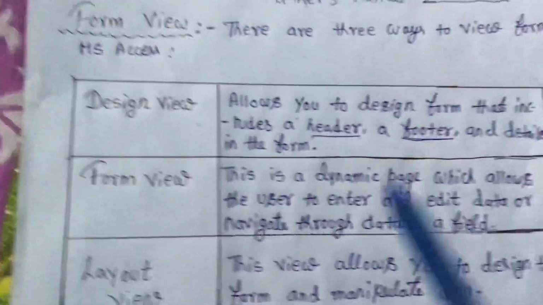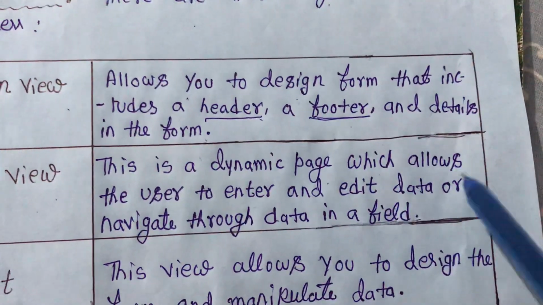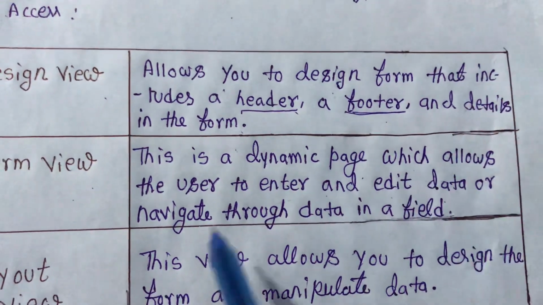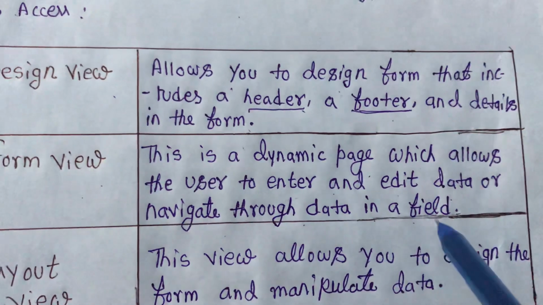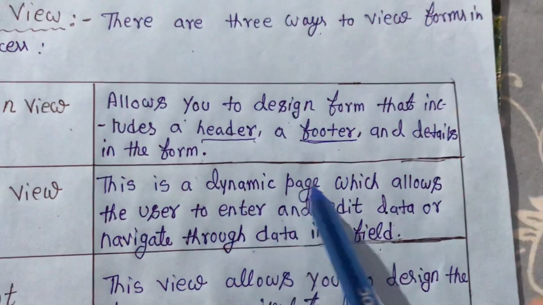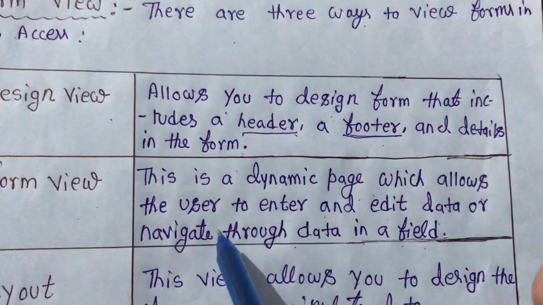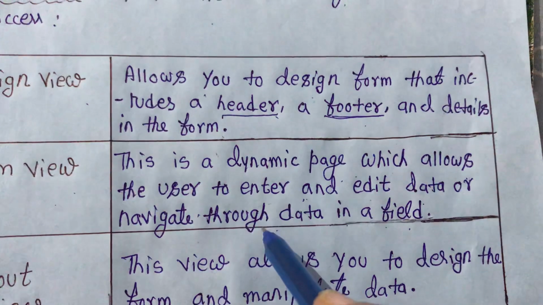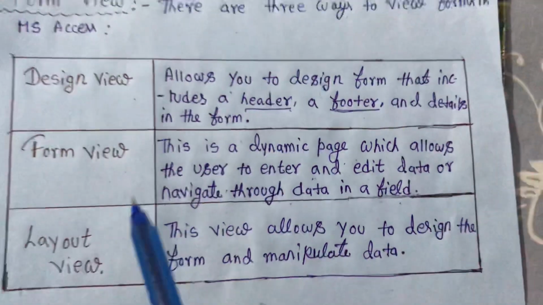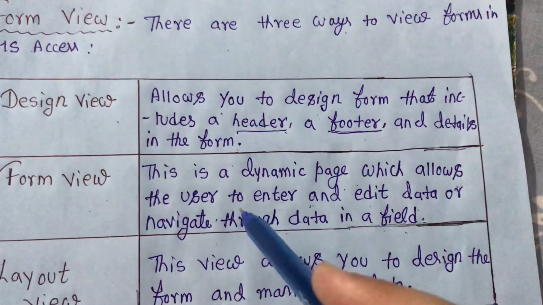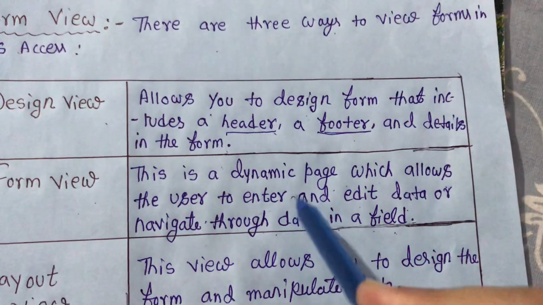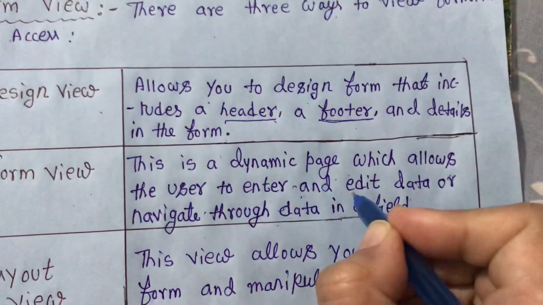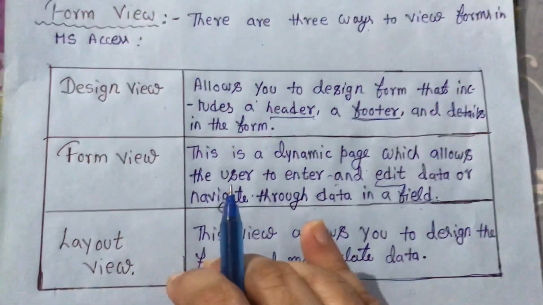Now the second view is form view. What is form view? This is a dynamic page which allows the user to enter and edit data or navigate through data in a field. I'm repeating, this is a dynamic page which allows the user to enter and edit data or navigate through data in a field. That means in form view you are able to add and edit, meaning change, the data in the form.